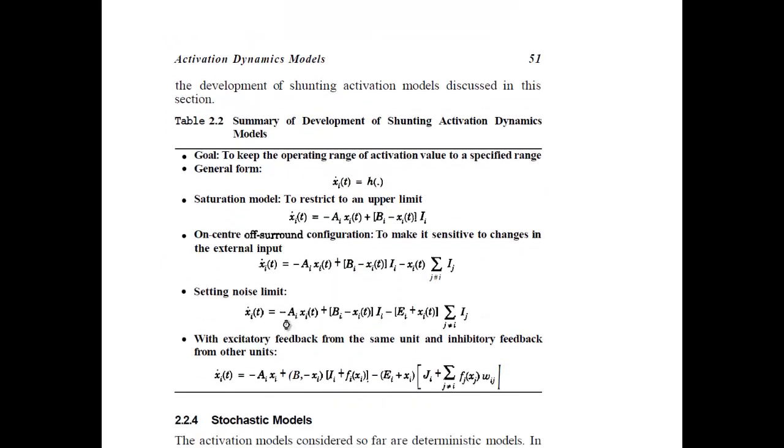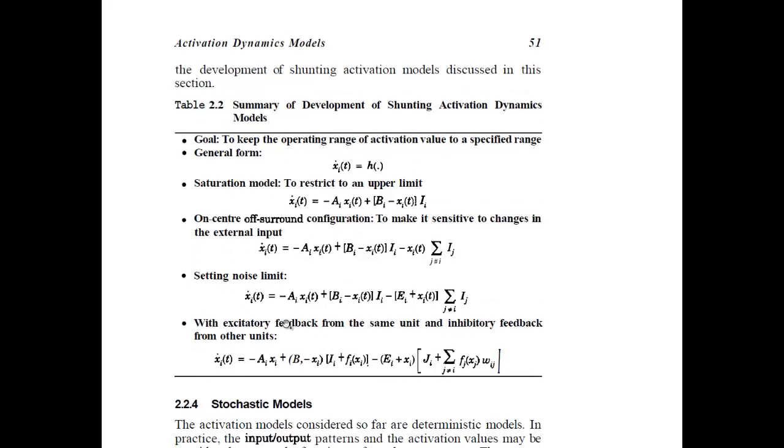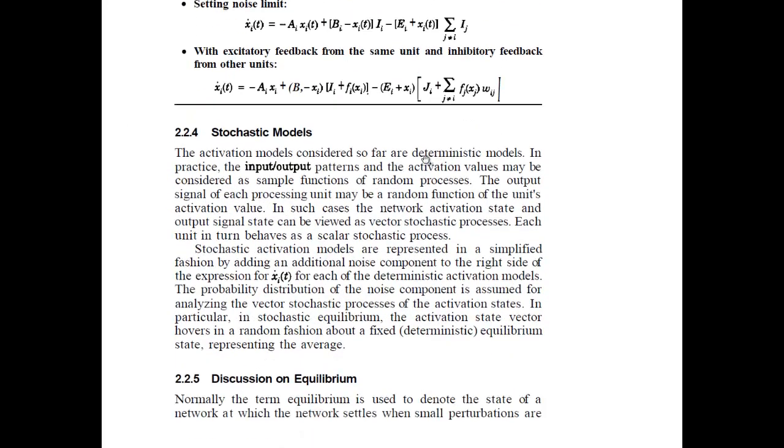So we'll go to the summarization. What is the goal? To restrict the operating range of the activation value to a specified range. The general form is given, the saturation model equation is given, and the on-center off-surround configuration is given, setting noise limit is given, with excitatory feedback from the same unit and inhibitory feedback from other units. So we'll go towards the last model of today's class, that is the stochastic models.